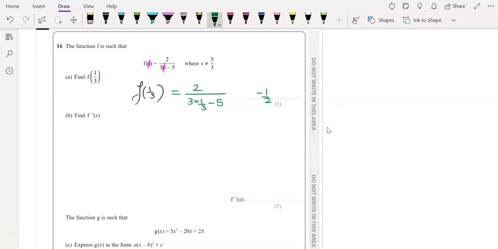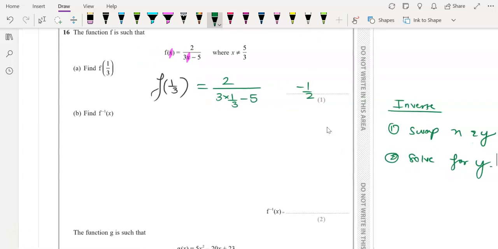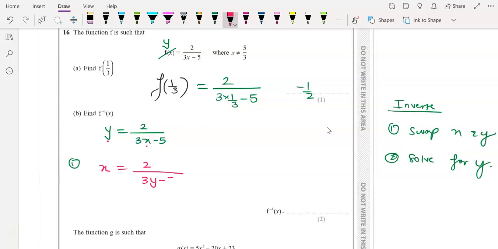We need to remember two steps. Step number 1, you swap x and y. Step number 2, solve for y. So whatever is your answer for y is the inverse function. So f of x is 2 upon 3x minus 5. So your question is y equal to 2 upon 3x minus 5. Step number 1, you swap x and y. So in place of x, we write y. In place of y, we write x. So we get x equal to 2 over 3y minus 5.